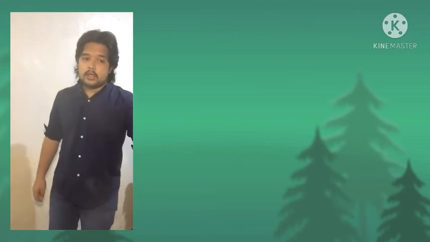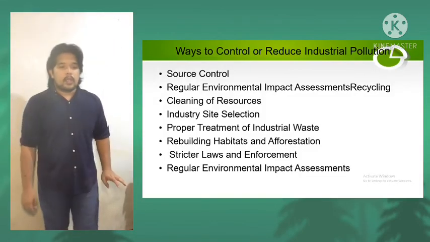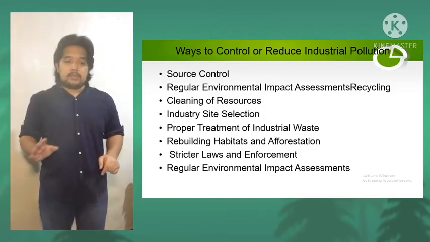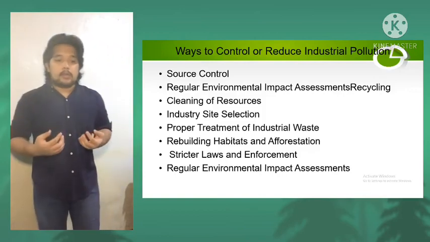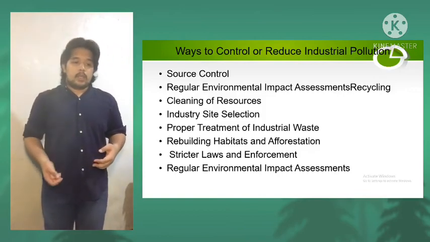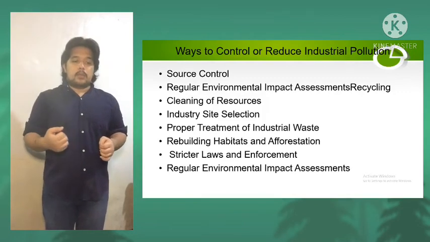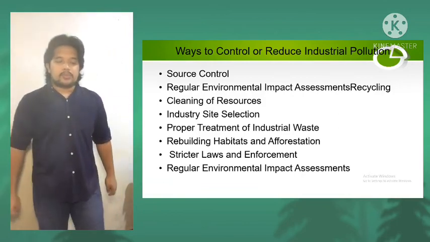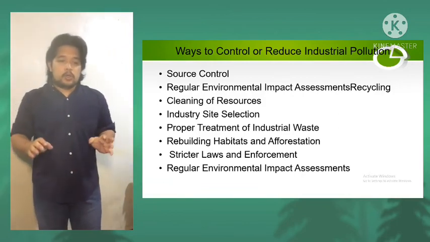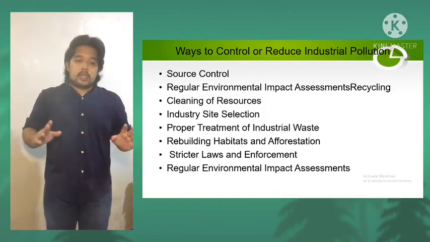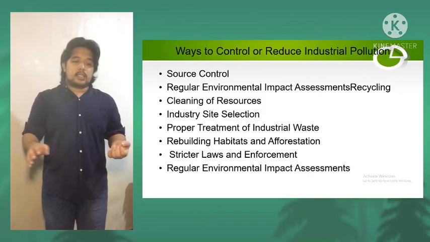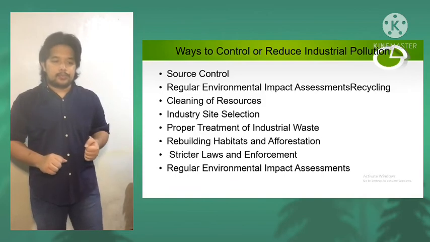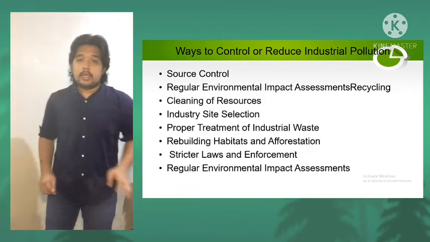First is source control. Adopting new technology, efficient training of employees for safe use, development of better technology for disposal of waste, and being more conscious about the use of raw materials can help control industrial pollution at the source. Second, recycling. Recycling as much polluted water in the industries as possible, through increased recycling efforts, can reduce industrial pollution. Third is cleaning resources.